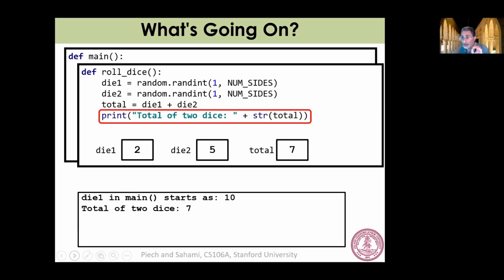At this point, the roll dice function is done. And when it is done, that function says, okay, I go away. And you're like, but what about die1, die2, and total that are inside roll dice? They all go away.